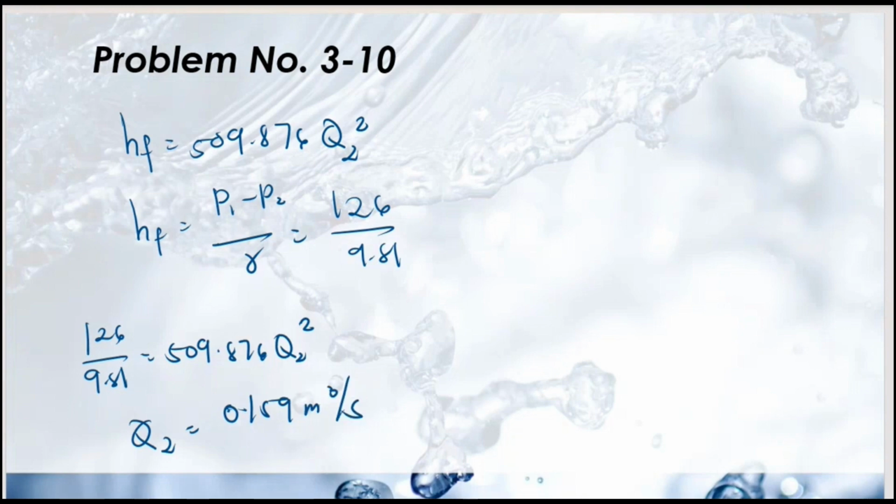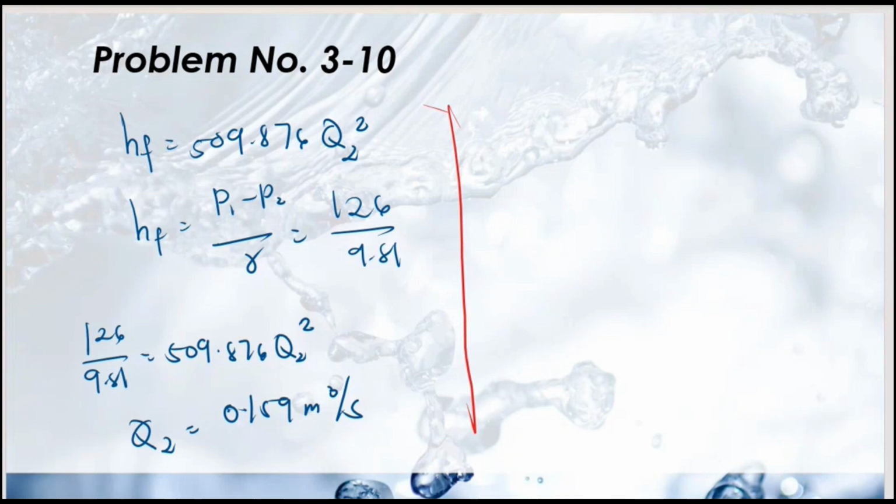Okay, since we have the values of the discharge, actually we could compute for the amount of water that is lost. So that is equal to the difference from the first flow in the first part of the pipe to the second flow of the second part of the pipe. So let's compute now for the delta Q.